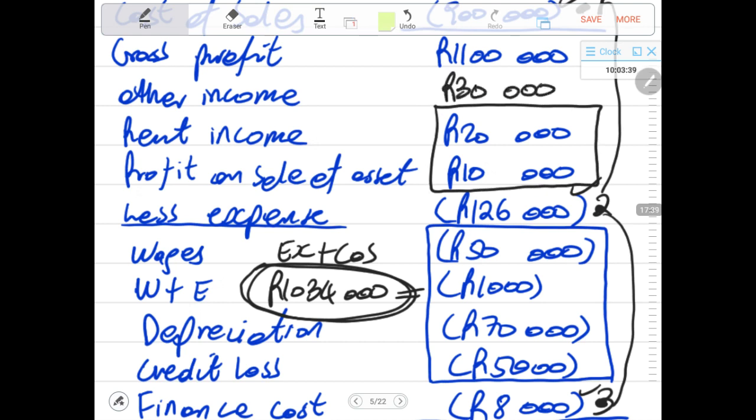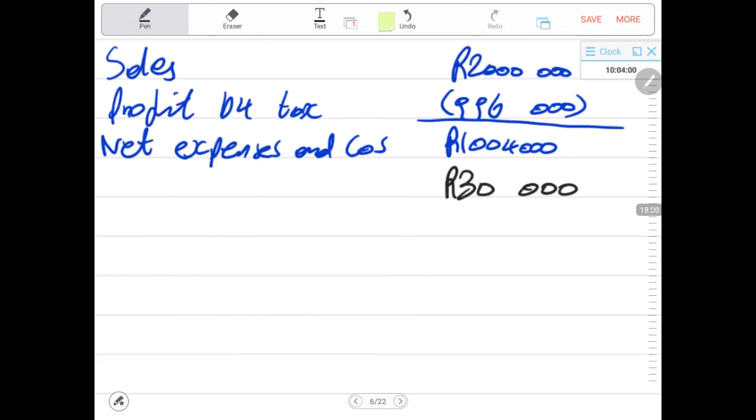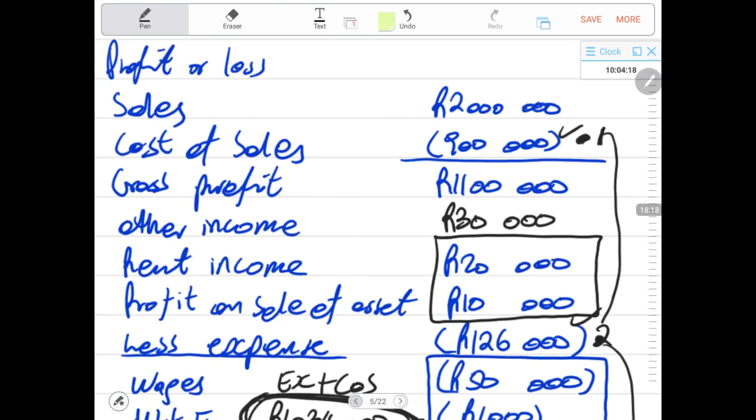That means in this case, our incomes have reduced our expenses, because our expenses now are 1,034,000 rands, and that is the correct amount of the expenses and cost of sales. Our expenses are 1,034,000 rands, but because of the incomes that we have deducted, and allow me to say deducted, because incomes are positive and expenses are negative, this led to our net expenses and cost of sales being less by the amount of the income that was recorded in the income statement, which totaled 30,000 rands.